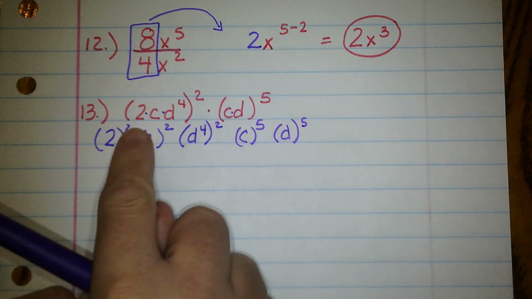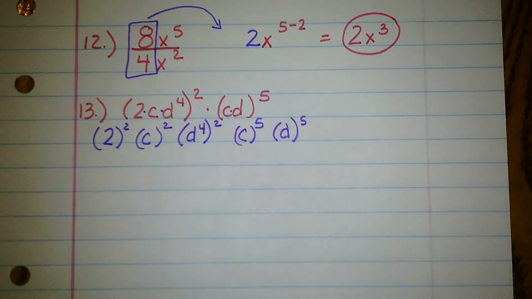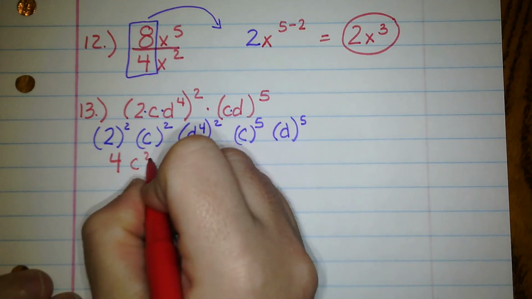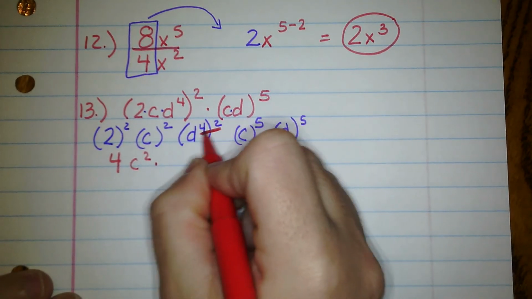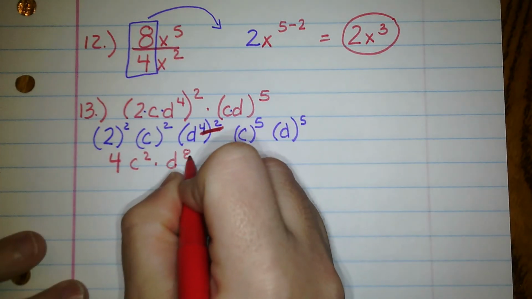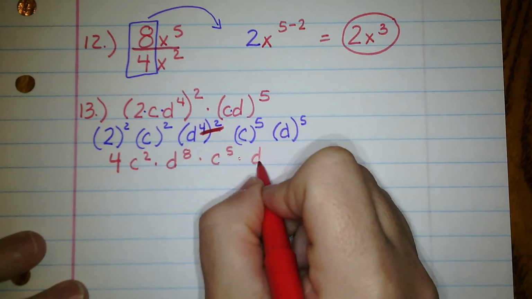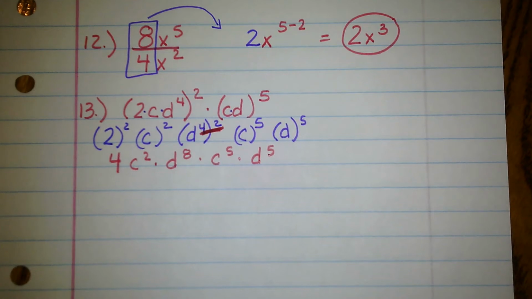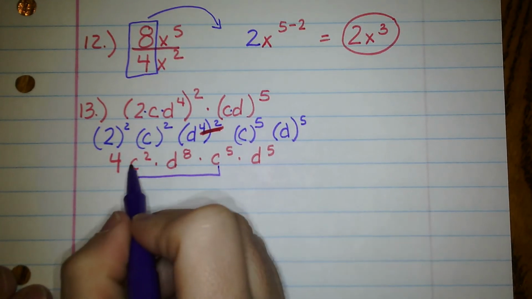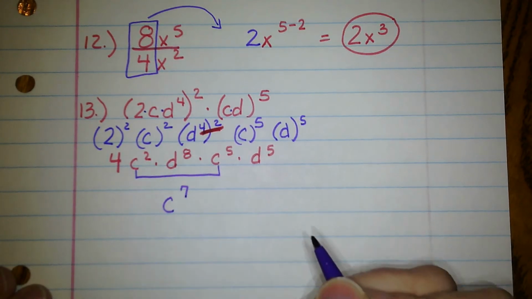Now it's my turn to start simplifying these. So I have 2 squared is 4. This is just c squared. This is d to the 8, because a power to a power you multiply. And then another c to the fifth, and then a d to the fifth. And the last thing you're going to do is combine your c's, because you have the same base. You're going to add those exponents. That's going to give you c to the seventh.